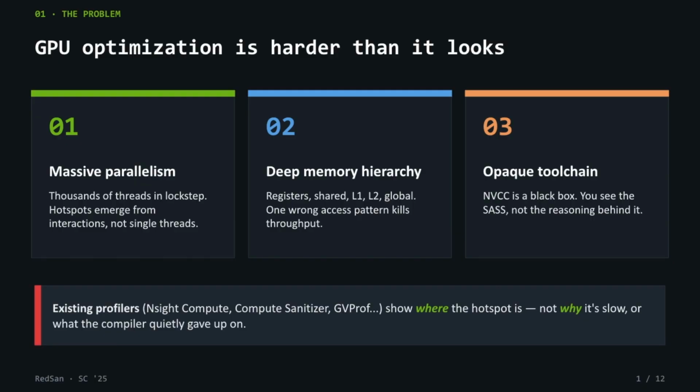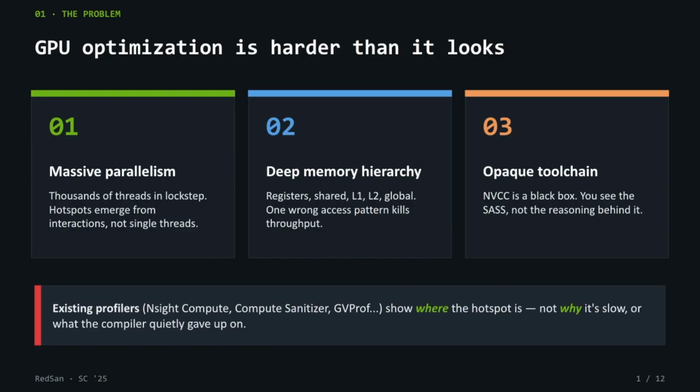The second reason is the memory hierarchy of GPUs. As you guys might know, the GPU memory system is pretty complex. It has a bunch of different memory options that you can use, like registers, shared memory, L1 L2 cache, and global memory. And one wrong access pattern can kill the throughput of your program heavily. The third reason is the compiler toolchain. The NVCC is kind of like a black box. You don't really control it, or you don't really see what's happening behind the compilation process. So all these things make it hard to optimize CUDA programs.